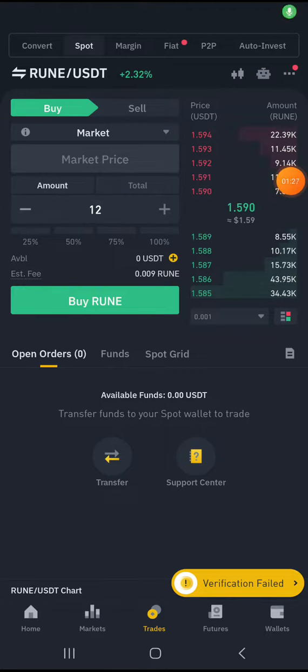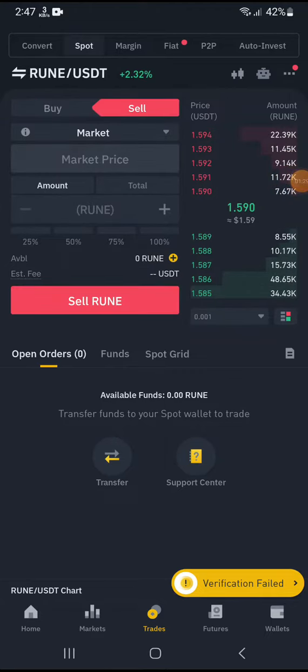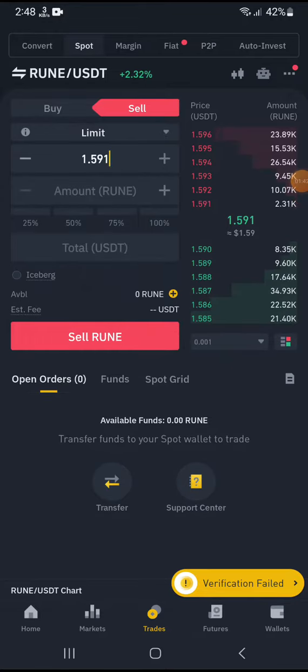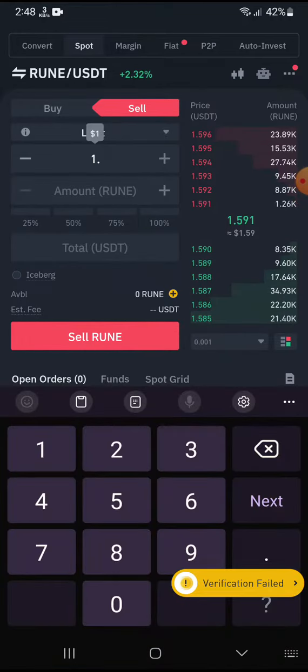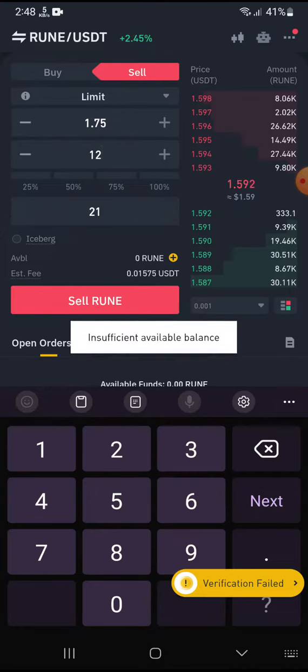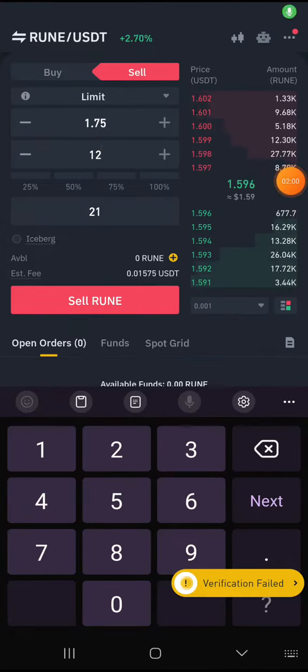If you sell this coin, you click the sell option. If you sell this coin at the market price, you select market. If you sell this coin at a limit price, you select the limit option and set the limit at a higher price. For example, you select this price, this coin price is 75, and fill in the amount of Rion coin. This is the method to sell this coin at a limit price.